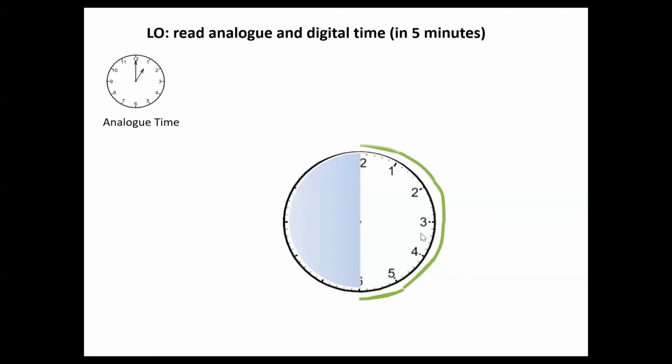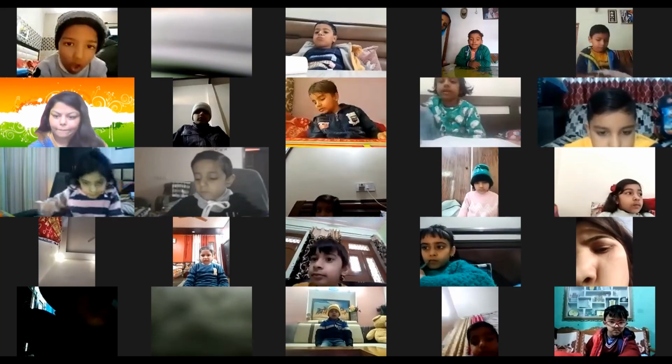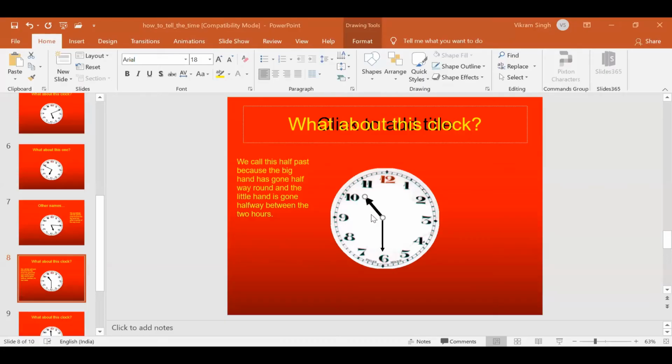If the minute hand reaches on 6, that means half past. Past means over, gone. Clear, everyone? Half past. So we will read up to this much only, and now we are going to read the time. See this clock. Listen very carefully because after that I'm going to ask you the questions.